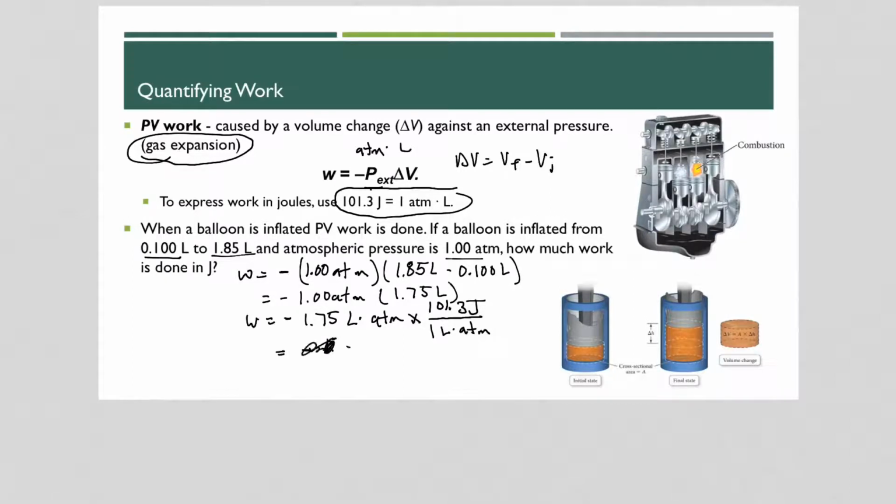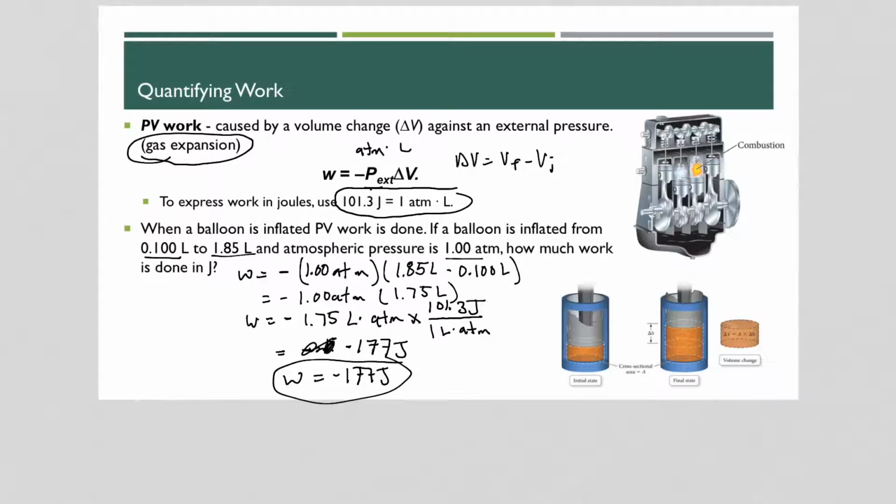negative 177 joules would be our work. So work is equal to negative 177 joules for this particular example. So to blow up this balloon, 177 joules of work was done by the system, the system here being the gas.